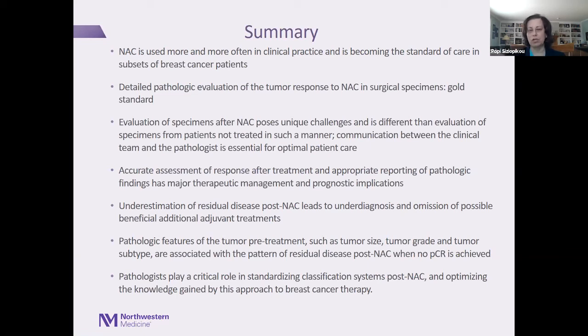Underestimation of the residual disease post-neoadjuvant chemotherapy leads to underdiagnosis and omission of possible beneficial additional adjuvant treatments. Pathologic features of the tumor pre-treatment, such as tumor size, tumor grade, and the biologic subtype of the tumor are associated with specific patterns of residual disease post-neoadjuvant chemotherapy when no pCR is achieved. And finally, pathologists play a critical role in standardizing classification systems post-neoadjuvant chemotherapy and optimizing the knowledge gained by this approach to breast cancer therapy.